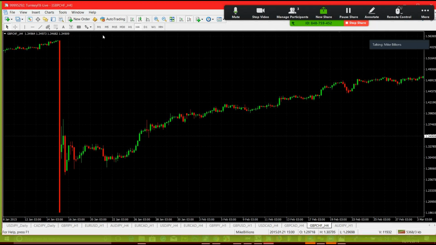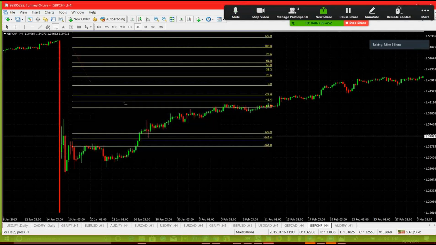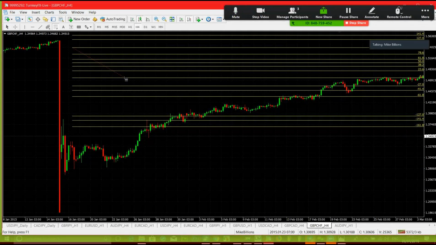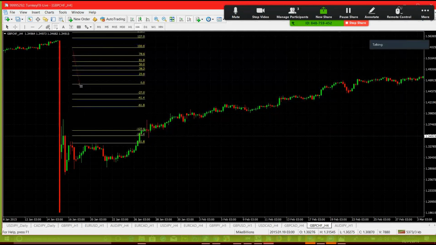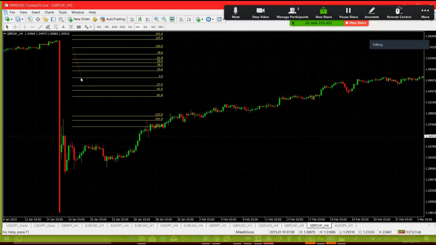So now to be able to add the levels, let me just draw it so you can see what it looks like. So this is it. Okay, let me bring that closer.